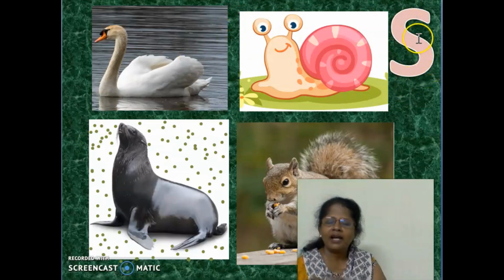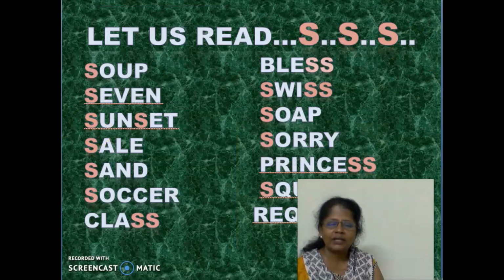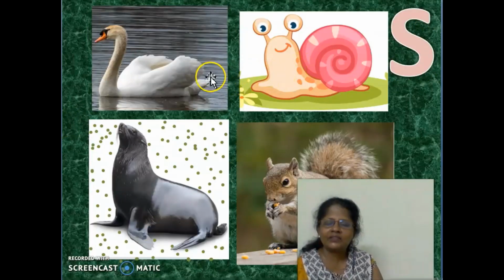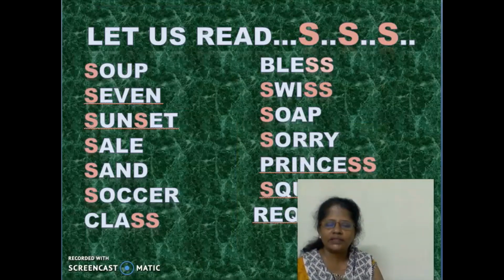So we're going to have the S. This makes the sound S. English alphabet S, which makes the sound S as in snail, swan, seal, squirrel. Okay, and now for some words. Soup, seven, sunset, sail, sand, soccer.